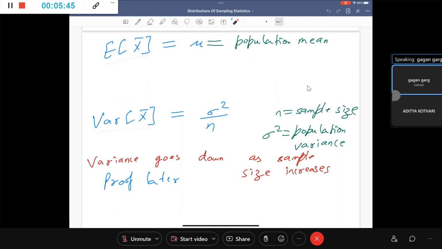Its expected value turns out to be the population mean, and its variance turns out to be the population variance divided by the size of the sample. How many things you are sampling. And again, the main point to note here is that variance goes down as sample size increases. We did the proof also towards the end, but this is the main crux of it, that variance goes down as the sample size increases.